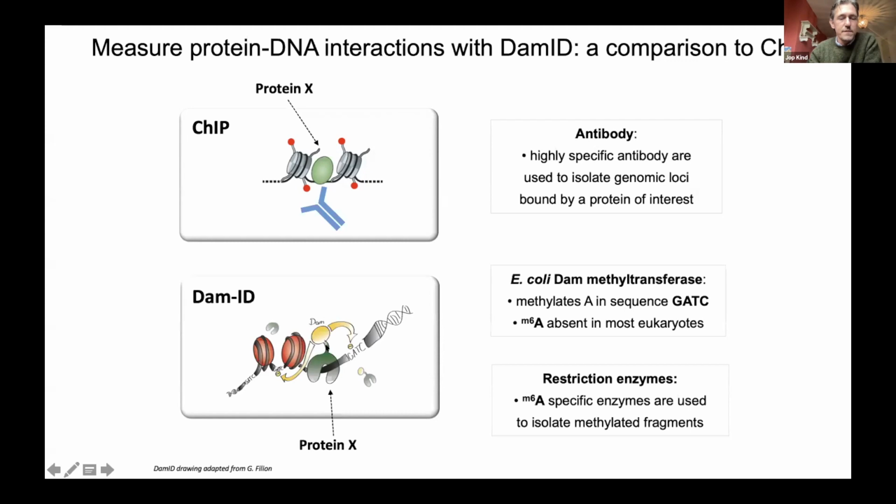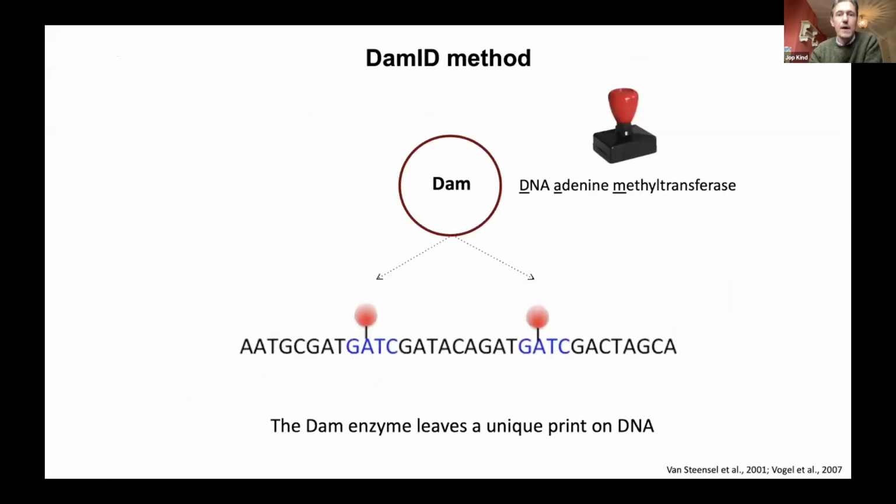With DamID, you have the same objective, except that now you express a fusion protein of your protein of interest, here in green, fused to a molecular stamping mechanism, which is this enzyme over here. So it's an in vivo method and it doesn't involve any fixation. The stamping mechanism is this protein called DAM, which stands for DNA adenine methyltransferase. As the name implies, it methylates adenines in the DNA within a GATC context.